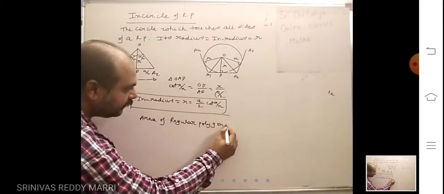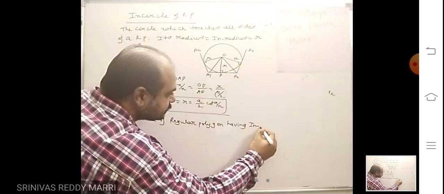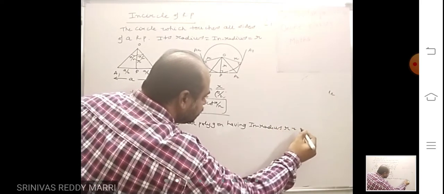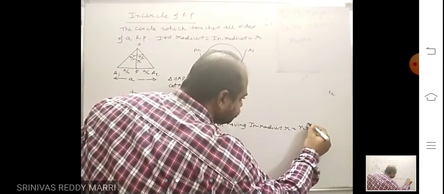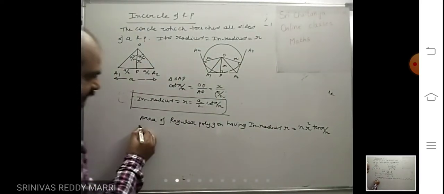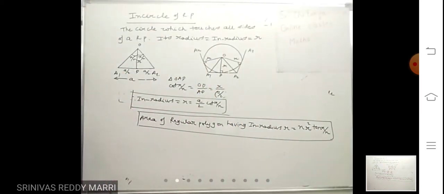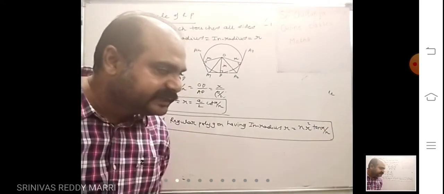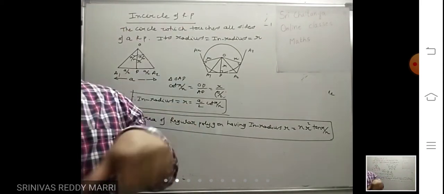Area of a regular polygon having inradius r is nothing but n r square tan pi by n. I will show how you get it. This is the area of a regular polygon. If you know the radius of the circle, you can calculate the area of the regular polygon by using this formula. In the previous case, the outer circle radius was known.